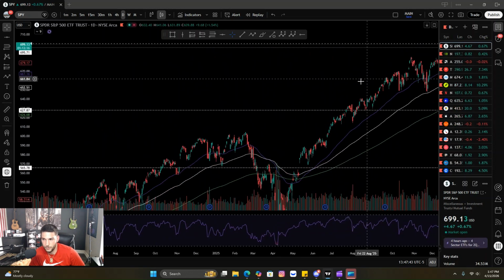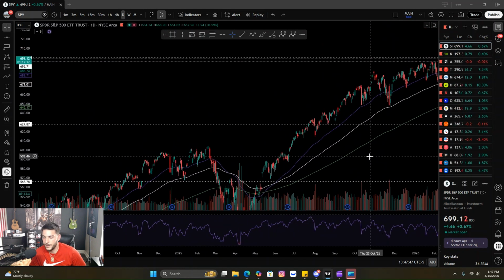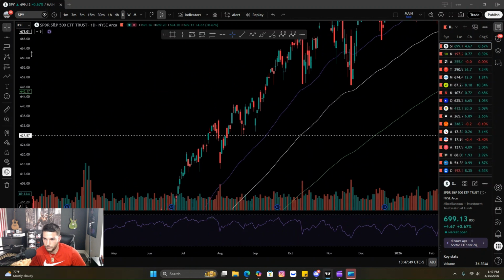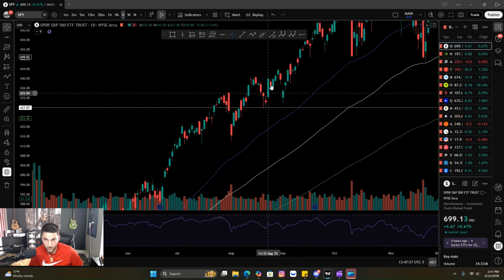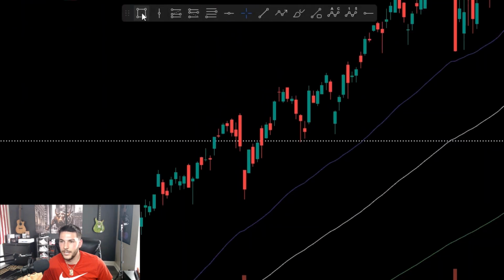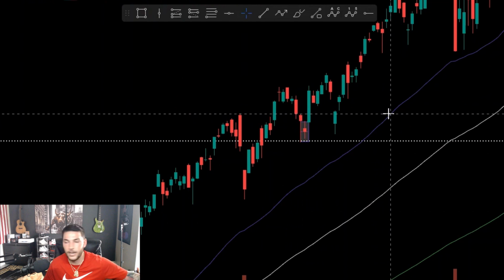Let's say, for example, we're coming up and we break out of this resistance, right? We break above it. We wait for that retest. Now, yes, this worked, right? But this being an indecisive candle, I probably wouldn't take that retest, right?